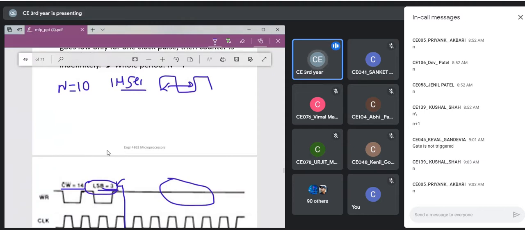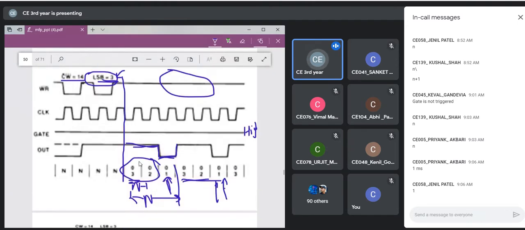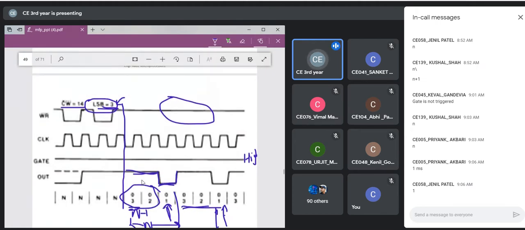For how much time will the output remain low? I am asking for how much time it will remain low. For how much time does it remain low here? Observe. 1 clock period. How much time will it remain low? And for how much time will it remain high in every period?